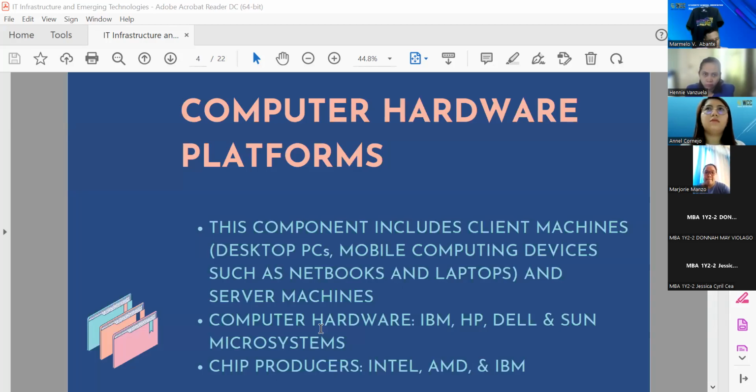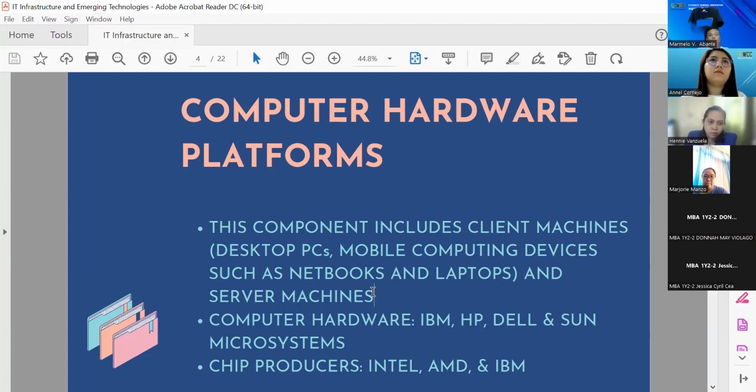First, let's talk about the computer hardware platforms. By the name itself, what we mention here as part of the IT infrastructure is the tangible computer hardware. This component includes client machines, the desktop PCs we use, our mobile computing devices such as netbooks and laptops, and the server machines in our companies.